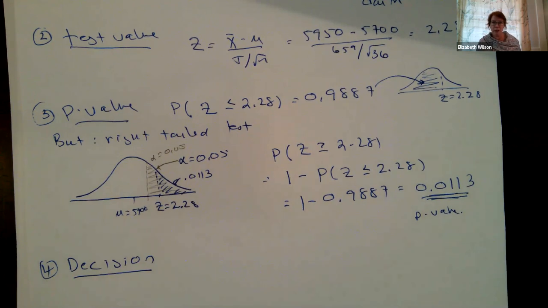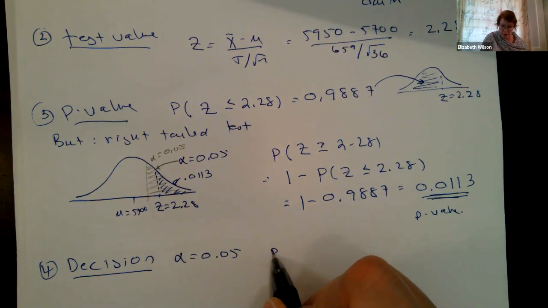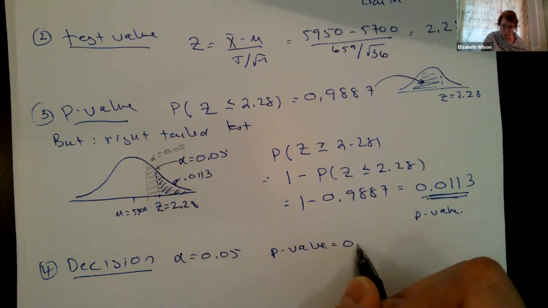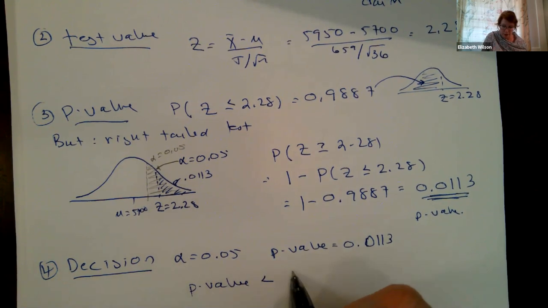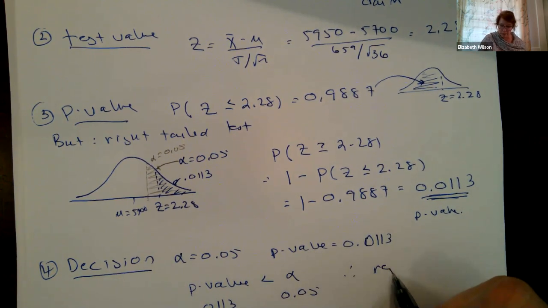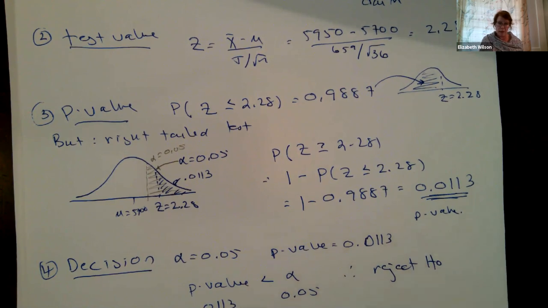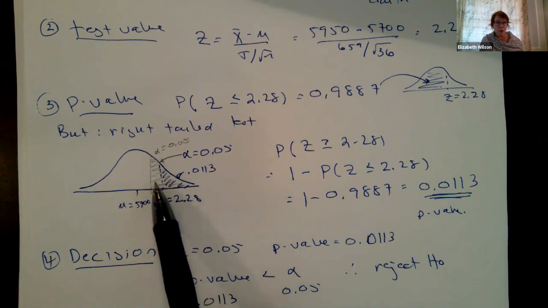I'm comparing my p-value with the alpha, remember. My alpha equals 0.05, and the p-value equals 0.0113. Because our p-value is less than our alpha, 0.0113 versus 0.05, we can reject the null hypothesis, because our p-value is contained within our alpha value.